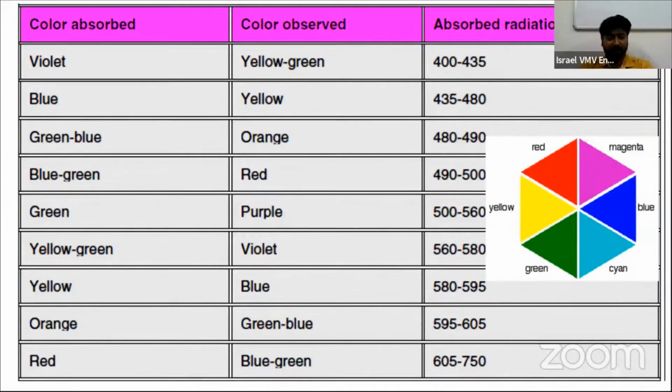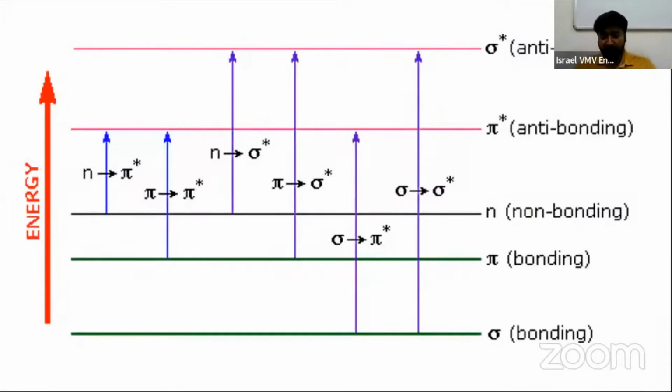Assume that there is a bottle containing a solution, and it is red in color. The color it has absorbed is cyan, which is just opposite to red. The wavelength corresponding to cyan is absorbed, that wavelength is subtracted, and what you observe is red color. If the magenta wavelength is absorbed, what you observe is green color. If the solution is green in color, the magenta is absorbed. You understand? And what happens in organic molecules when the ultraviolet visible spectrum is observed?